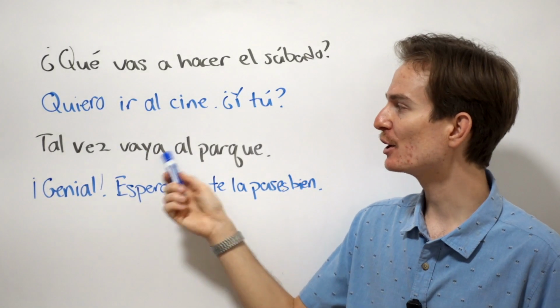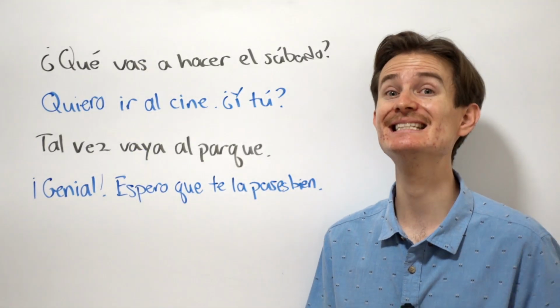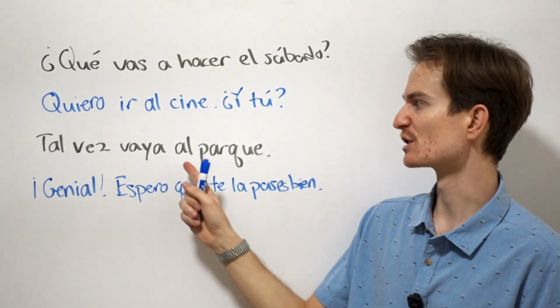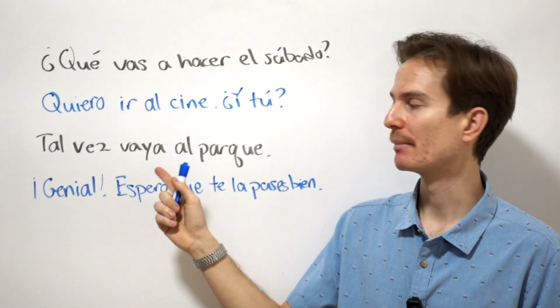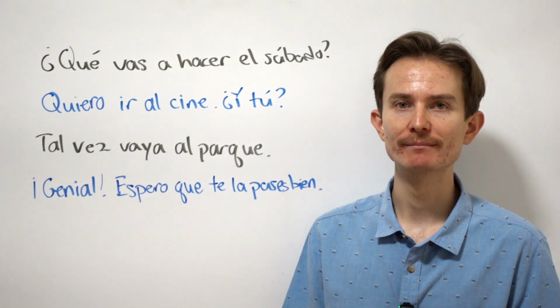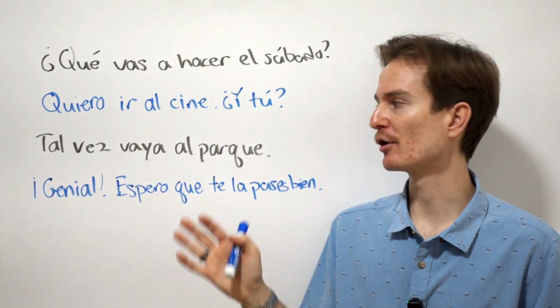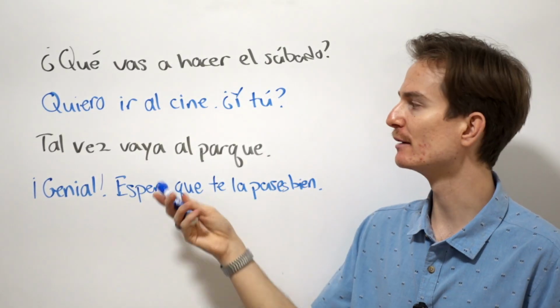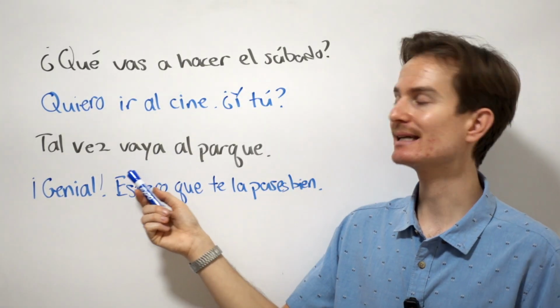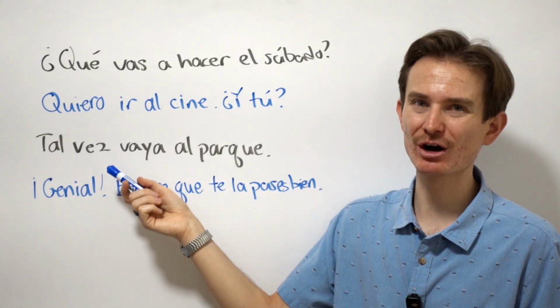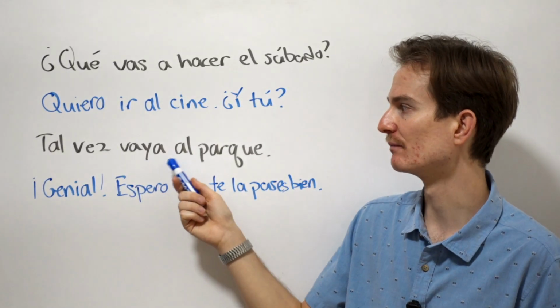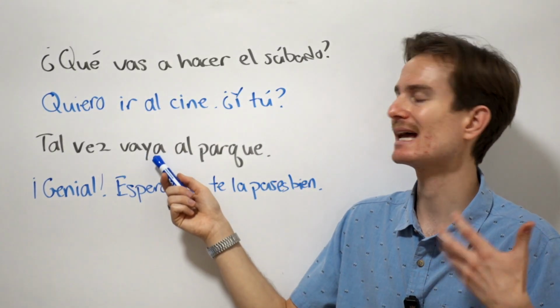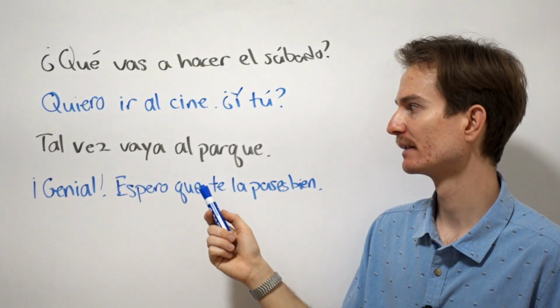But here, the reason we're using "vaya" is because it's the subjunctive. So we're speaking in the present tense, but it's the subjunctive mood. If you don't know about subjunctive or you don't even know what moods are, don't worry about it and don't freak out about it. This is for advanced students. The idea here is that there is doubt. He's saying, maybe I'll go to the park. Maybe, it's a possibility. There's doubt, and therefore I say "vaya" instead of "voy."